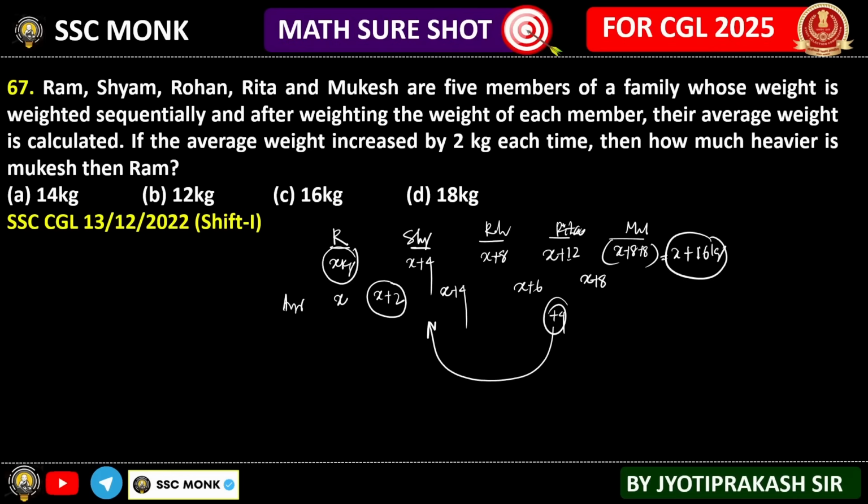Basic thing I am talking. If you are having trouble understanding this, pause, try to understand by looking at the picture, because this is a completely basic question. Okay, simple logical question, that is what I am trying to say. Now it is asking how much heavier Mukesh is than Ram. Ram's weight is x kg, Mukesh's weight is x plus 16 kg. How much heavier? 16 kilo heavier.